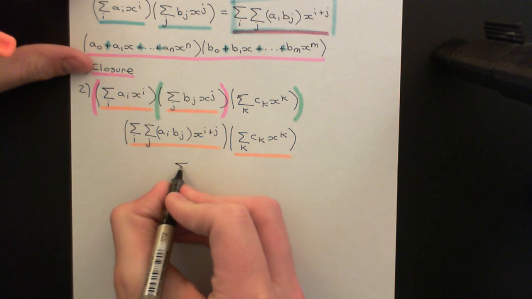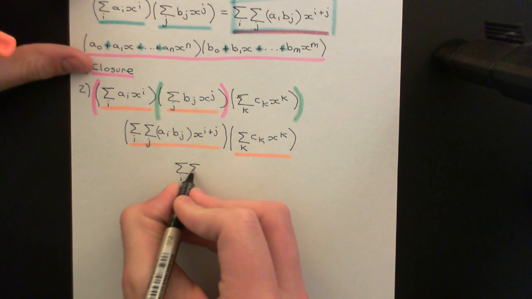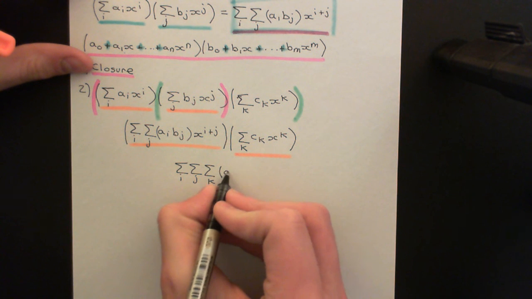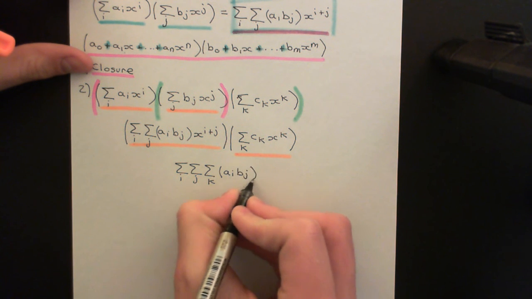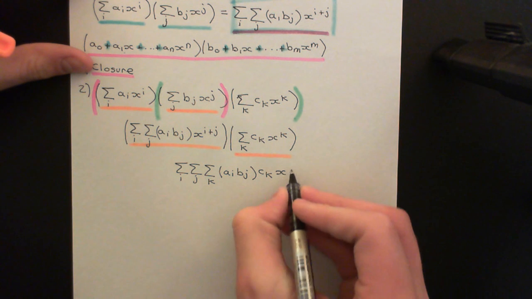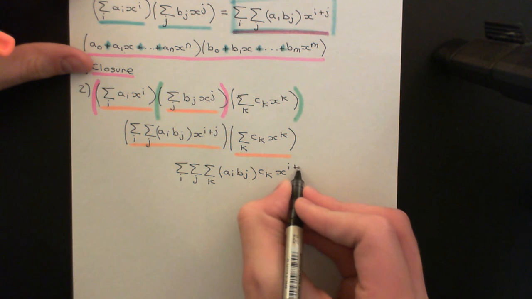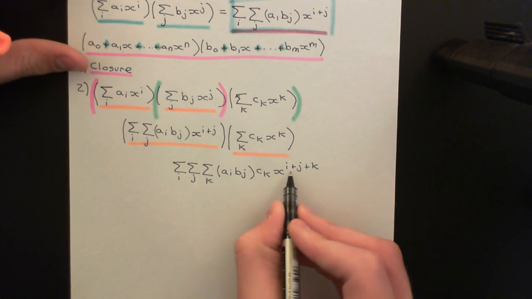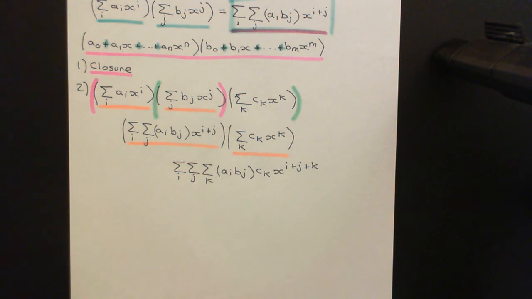fact that this will just equal the sum over i, the sum over j, the sum over k, and then we'll have a_i b_j multiplied then with c_k, and then that will be the coefficient in front of x to the power of i plus j plus k, like so. And of course we know that addition obeys associativity, so I won't even bother putting the brackets there.